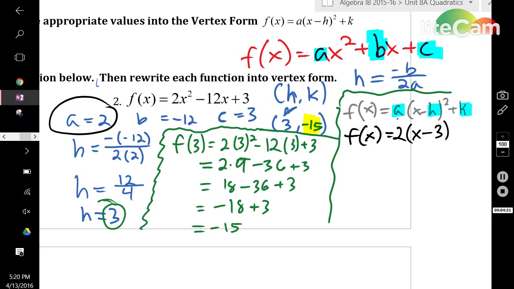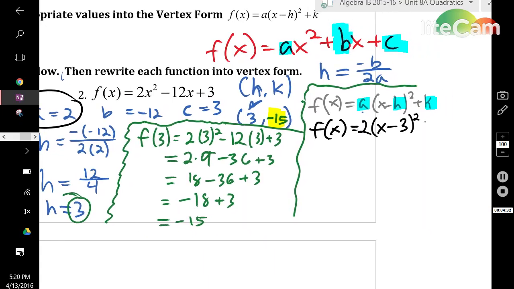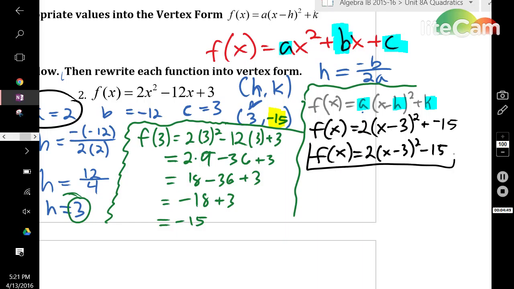Now, if that h value were a negative number, you would eventually change it from minus a negative to a plus. But in this case, it's just minus a positive 3, so we're going to keep it as minus 3. And then plus k is going to be plus a negative 15. Or we prefer to write plus a negative as a minus or subtraction symbol. So at the very end here, it's going to be minus 15. And that is the quadratic function in vertex form.